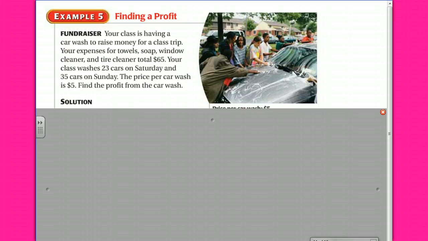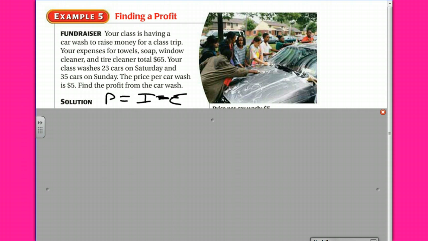It says that your class is having a car wash to raise money for a class trip. Your expenses for towels, soap, window cleaner and tire cleaner are $65. Your class washes 23 cars on Saturday and 35 cars on Sunday. The price per car wash is $5. So what is the profit? So profit again is income, take away expenses.